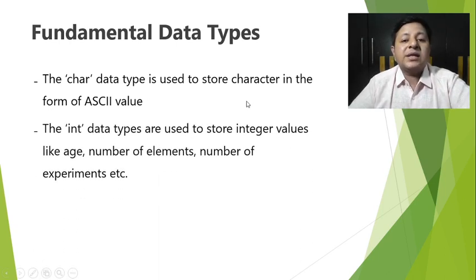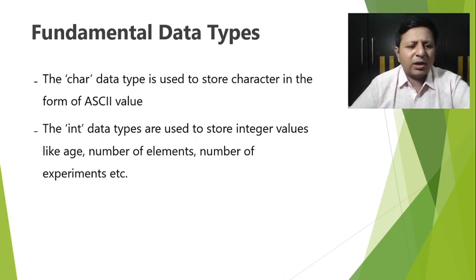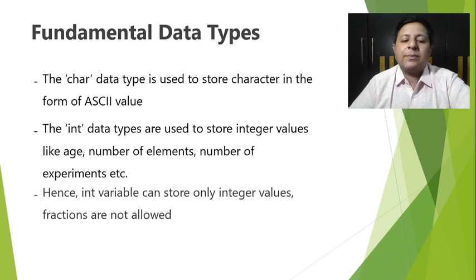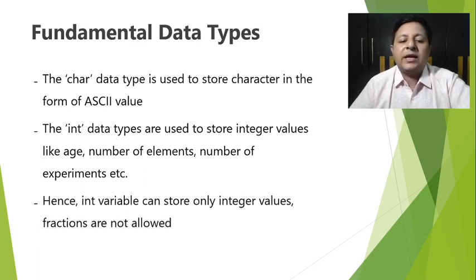Moving on to the next one, that is the integer type of data. For a variety of reasons you require the integer type. Some examples are storing the age of a person, the number of elements, the number of experiments you have completed, or the number of questions. Wherever we have to work with whole numbers, the int type of data is really useful. But the limitation of int is very simple: it can store only integer values. It cannot store fractions.